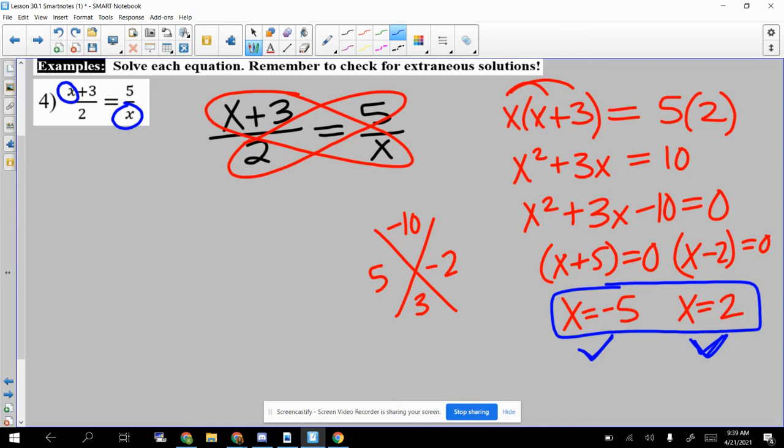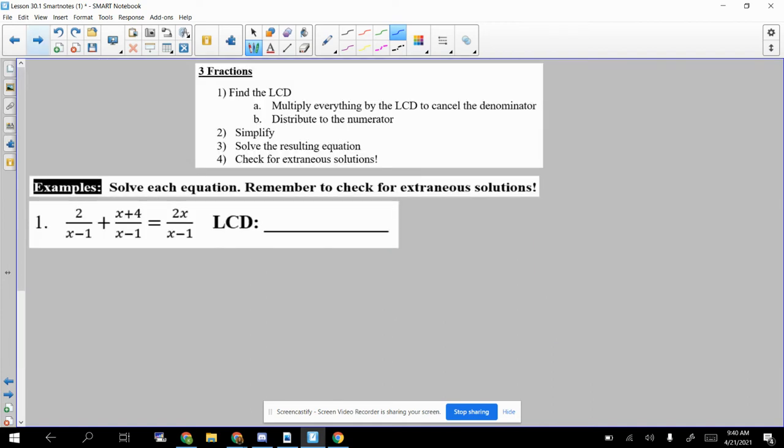Okay. So that's the first type of solving that we need to do when we have a fraction set equal to a fraction and we can cross multiply. Okay. Now, the next type of problem we will see is 3 fractions, and these get a little bit harder because you need to have an LCD. Remember, to add or subtract, you need that.